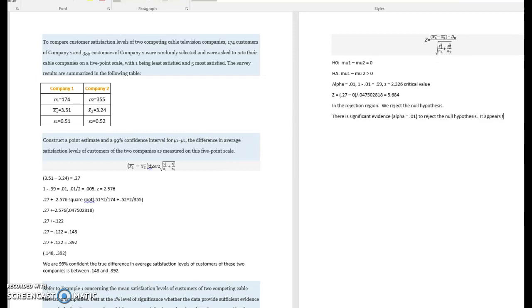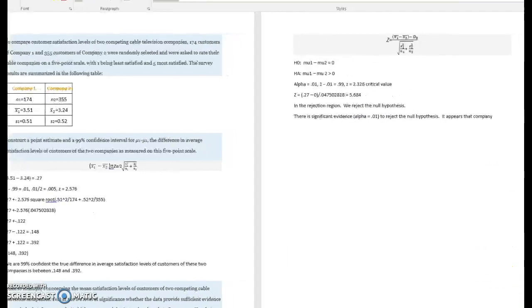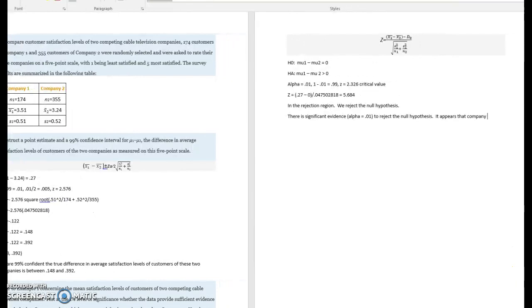It appears that company 1, oops, I'm running off the page here. Let me pull this over for you. That company 1 has higher satisfaction rates, or scores, I guess, than company 2. All right, now while we're here, let's do the p-value approach to this same problem.